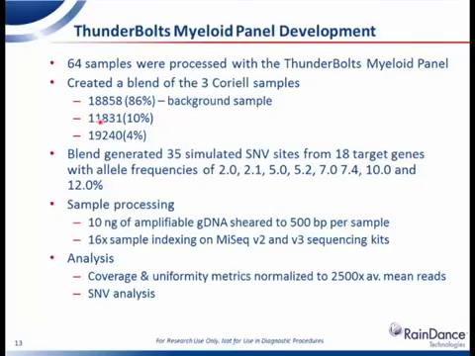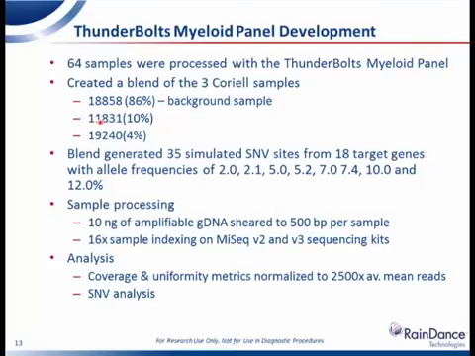We then generated a blend of Coriell samples at different percentages to simulate the presence of 35 variants at allele frequencies anywhere from 2% to 12%, using the Coriell sample 18858 as the background sample and Coriell samples 11831 and 19240 as the spike-ins to generate those low-frequency variants.